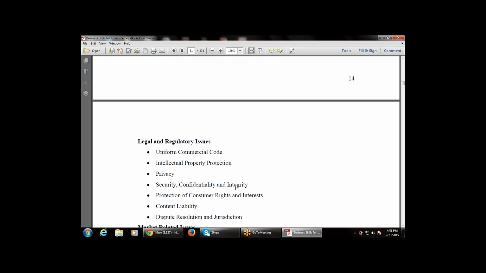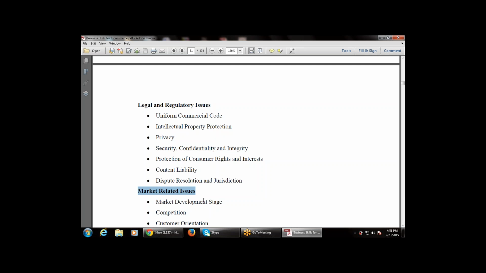Security, confidentiality and integrity, protection of consumer rights. This is the important one, confidentiality and integrity. Confidentiality means that every user must have a unique username and password. That is confidentiality. Integrity means the username and the password must match with each other, and only then will the page be displayed. That is integrity. Then protection of consumer rights and interest, then content liability, dispute resolution and jurisdiction. So these are also legal and regulatory issues in e-commerce.